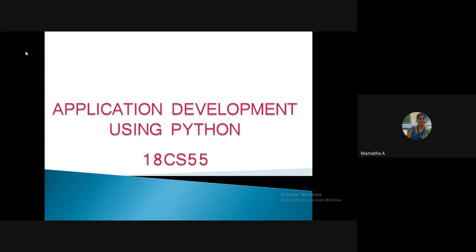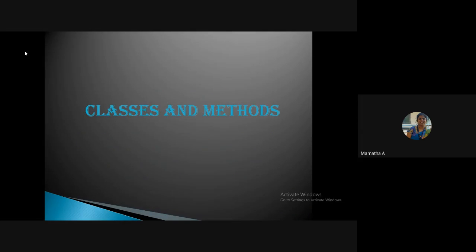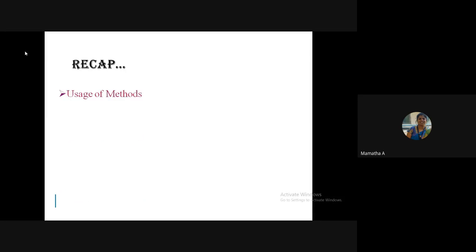So continuing with our module 4, the topic of classes and methods, we had covered how exactly we have to use methods, and I had told you about the self parameter in the previous class. So you all should know that self is a keyword or not a keyword. Is it a keyword? No, ma'am, it's not a keyword. It is just a name given.